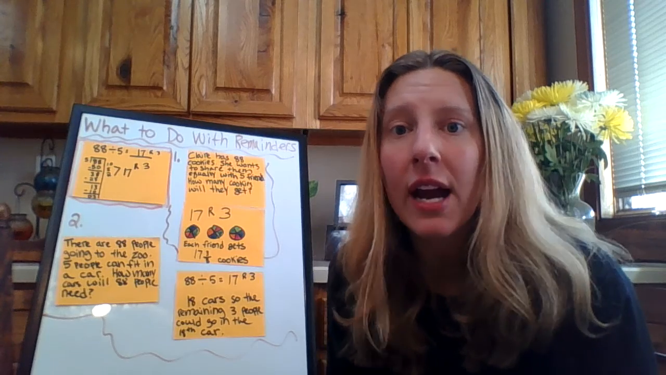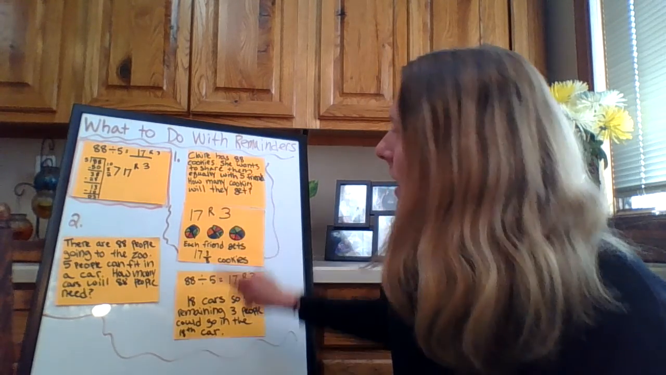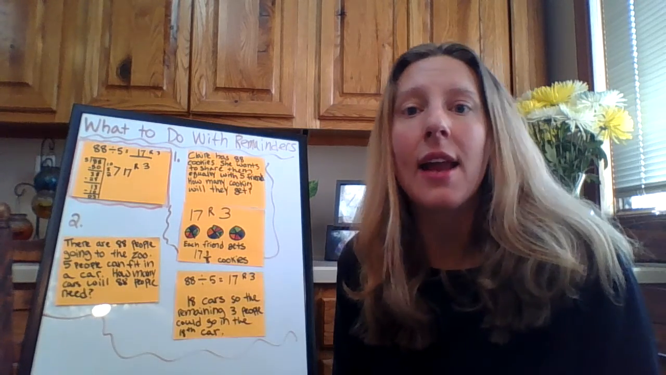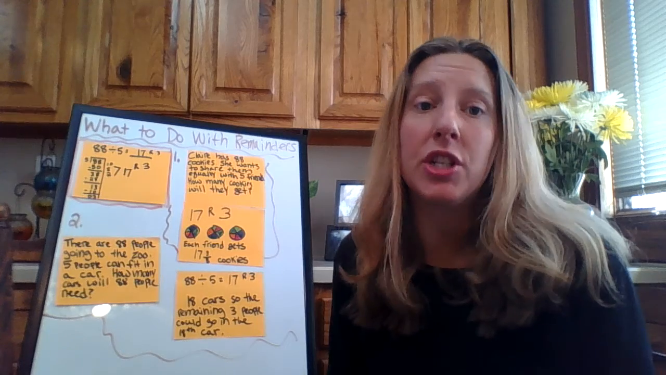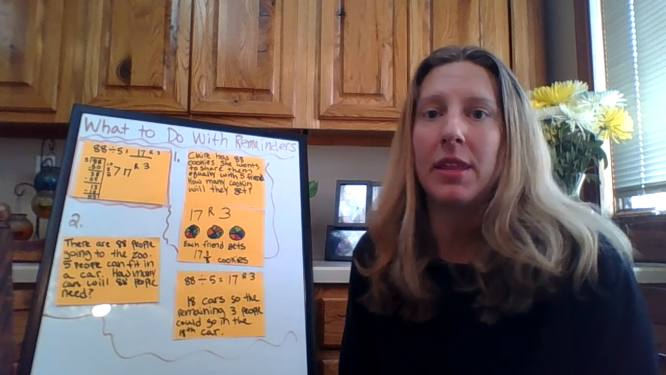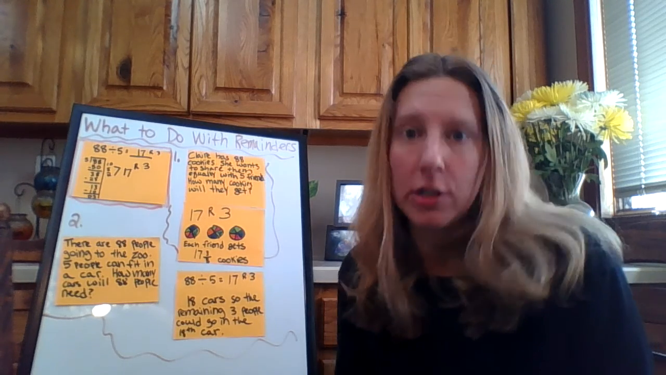So there's a third kind of remainder, and that's when we can't divide it equally. The story problem isn't asking us to round up. So then the answer would just be 17 with 3 left over. Or we could say something like 17 with 3 extras.